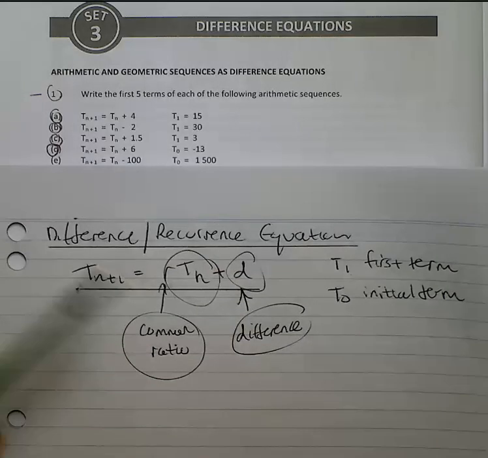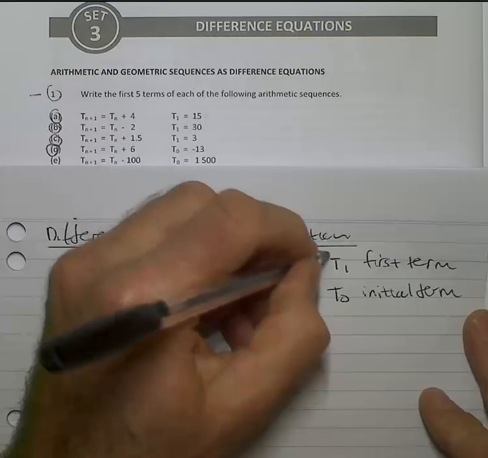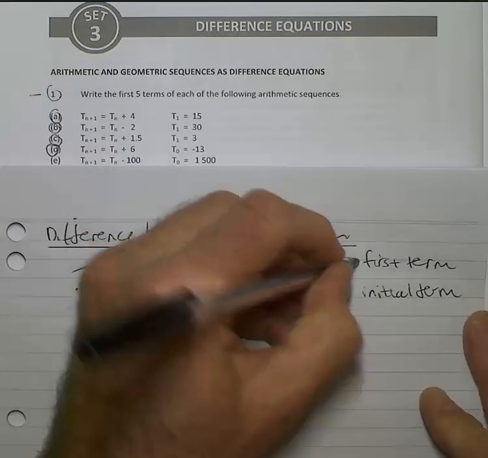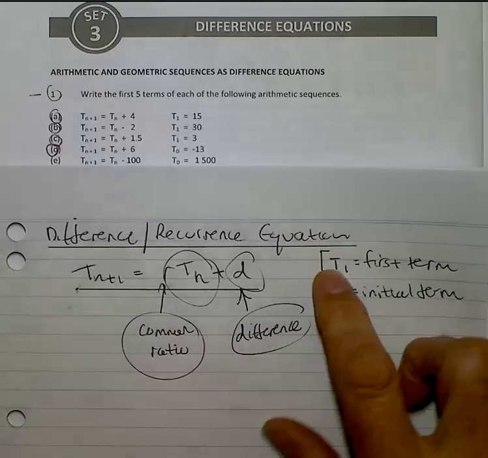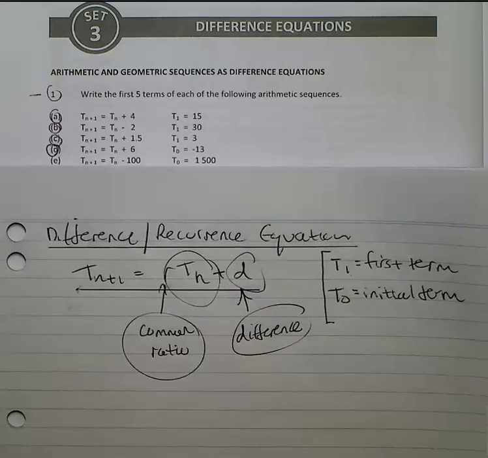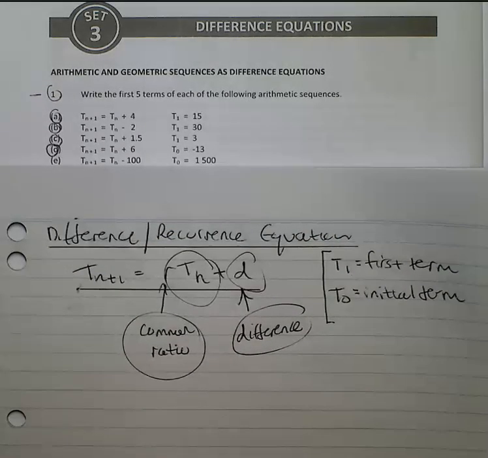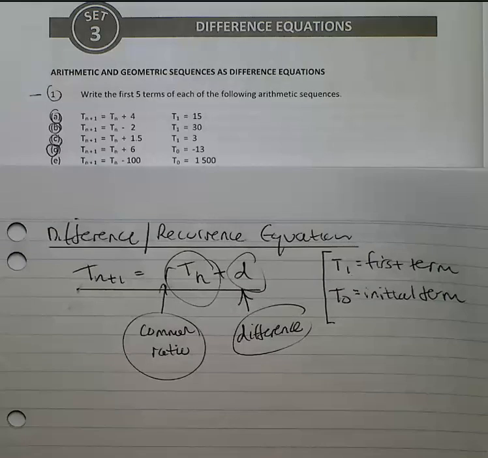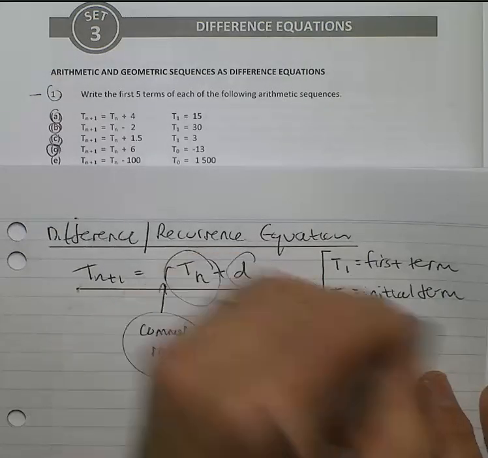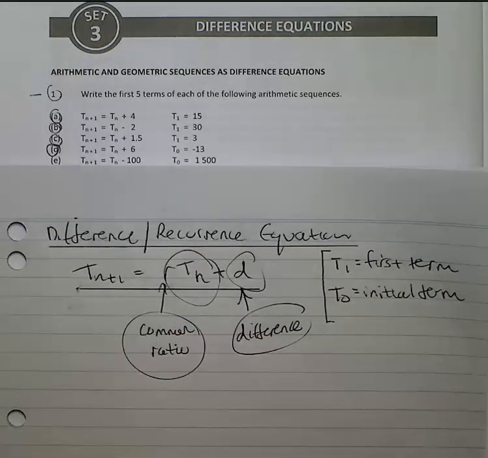Now please notice we will use and have to define either T1, which will mean the first term, we get the second term, the third term, or T0, the initial term. Quite often we use T0 when we're dealing with time factors.